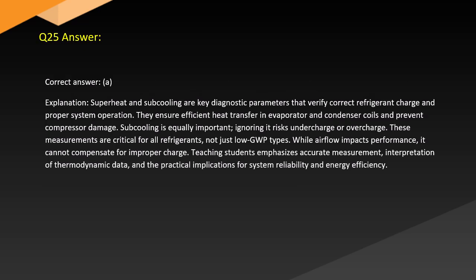Answer. Correct answer, A. Explanation. Superheat and subcooling are key diagnostic parameters that verify correct refrigerant charge and proper system operation. They ensure efficient heat transfer in evaporator and condenser coils and prevent compressor damage. Subcooling is equally important. Ignoring it risks undercharge or overcharge. These measurements are critical for all refrigerants, not just certain types, while airflow impacts performance and cannot compensate for improper charge. Teaching students emphasizes accurate measurement, interpretation of thermodynamic data, and the practical implications for system reliability and energy efficiency.